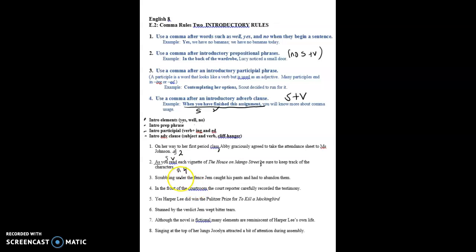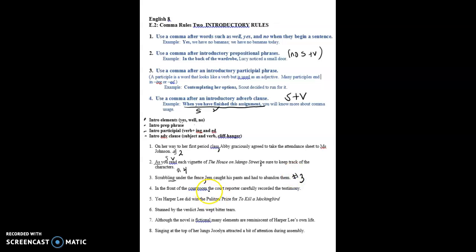We look at 3. Again, let's go through the 4 rules up top. This is not an intro word. It is not a prep phrase. It could be a participial. Okay, we've got ing in scrabbling, a strange new word that was made up by some English teacher, but that is our verb functioning like an adjective because it's telling us more about Jem. You put your comma here: scrabbling under the fence, Jem caught his pants and had to abandon them. So sentence number 3 is an intro participial phrase, rule number 3.